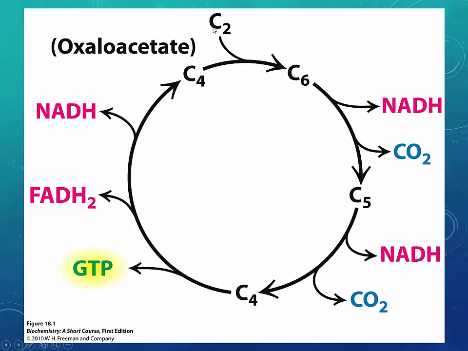So we go from 4 carbons plus 2 carbons to 6, split off 1 CO2, that's 5, split off another CO2, that's 4, then we do a little bit of oxidation, isomerization, and you're back to oxaloacetate. These carbons that came off did not come from acetyl-CoA. They come from the previous oxaloacetate, as I will show you.